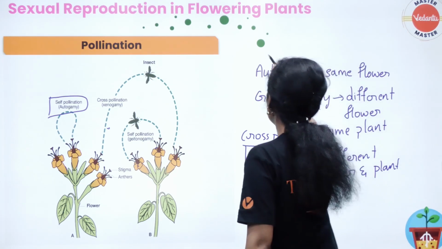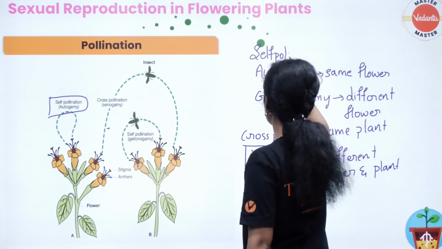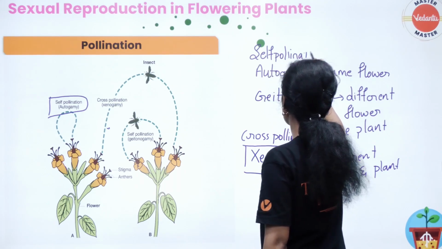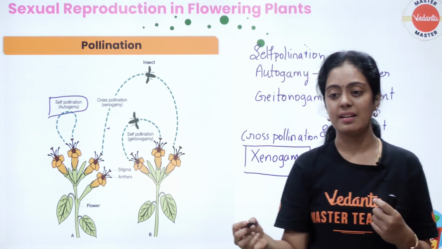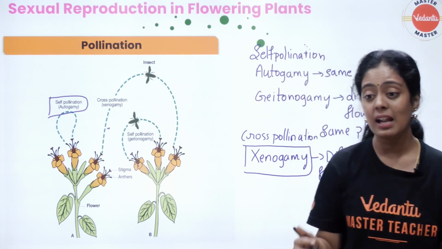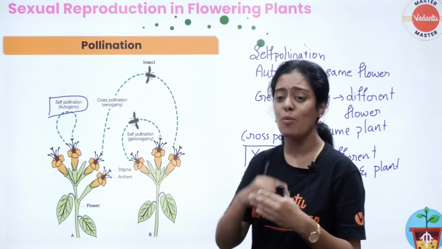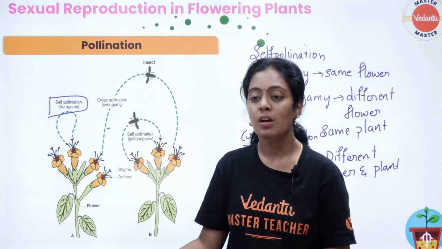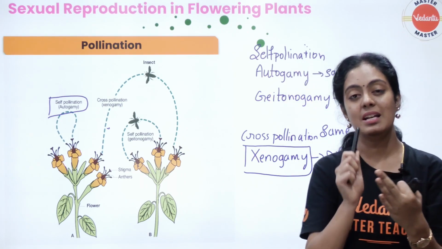So we bring autogamy and geitonogamy under self pollination. Remember, evolutionarily, geitonogamy happened first, and because of that xenogamy happened. The geitonogamic flowers evolved into xenogamic flowers. Very important 3-mark question: autogamy, geitonogamy and xenogamy.